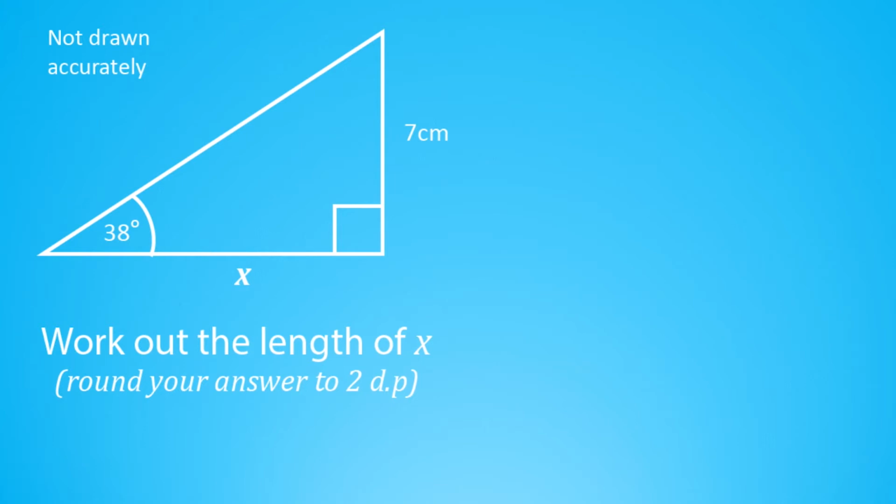So the first thing I do is to label the triangles. So we've got our 38-degree angle there. This 7 centimeter side, that is opposite the angle. X, that's the one we're trying to find out. That is next to, adjacent to the angle. And then the longest side of the triangle, the hypotenuse, opposite the right angle there. So that's the first thing. I label that. Then I remind myself, just make a note about SOHCAHTOA.